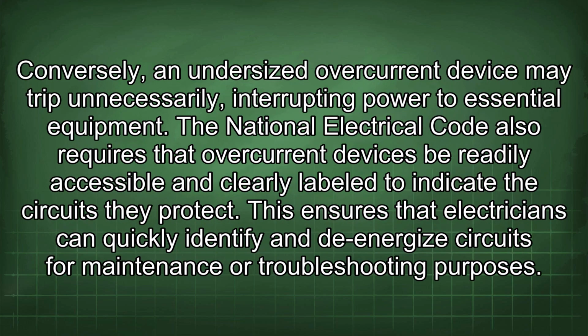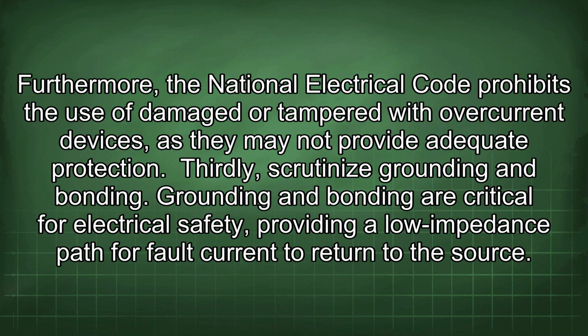Conversely, an undersized overcurrent device may trip unnecessarily, interrupting power to essential equipment. The National Electrical Code also requires that overcurrent devices be readily accessible and clearly labeled to indicate the circuits they protect. This ensures that electricians can quickly identify and energize circuits for maintenance or troubleshooting purposes. Furthermore, the National Electrical Code prohibits the use of damaged or tampered with overcurrent devices, as they may not provide adequate protection. Thirdly, scrutinize grounding and bonding.